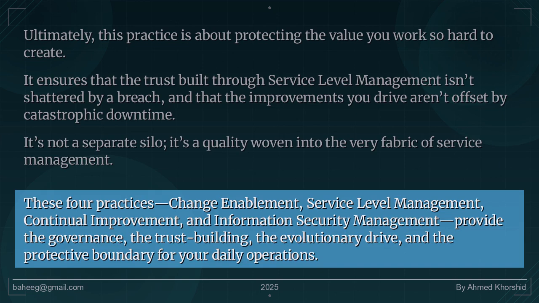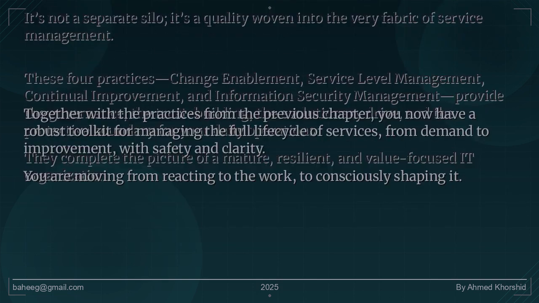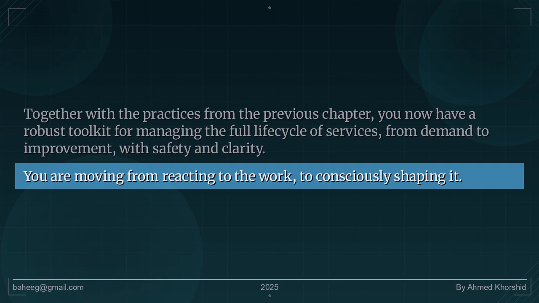These 4 practices, change enablement, service-level management, continual improvement, and information security management, provide the governance, the trust building, the evolutionary drive, and the protective boundary for your daily operations. They complete the picture of a mature, resilient, and value-focused IT organization. Together with the practices from the previous chapter, you now have a robust toolkit for managing the full life cycle of services, from demand to improvement, with safety and clarity. You are moving from reacting to the work, to consciously shaping it.